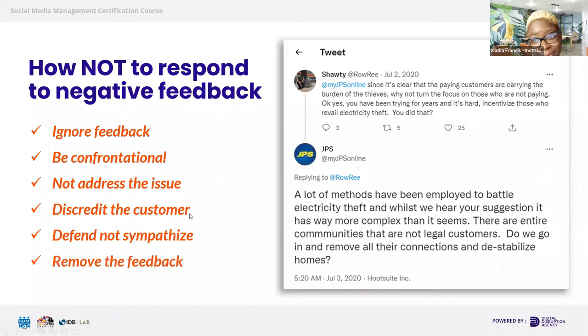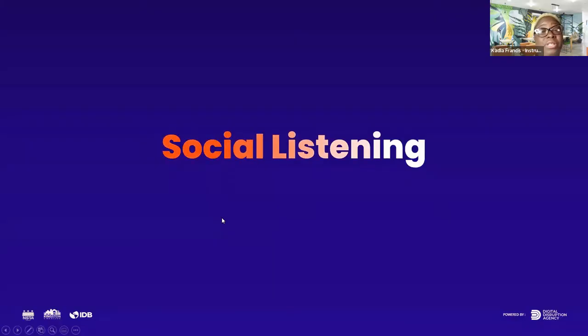Remove the feedback. So after this whole backlash happened, JPS removed several of their tweets, and that in and of itself became a problem. So do not be a JPS. Be a KFC, or better. When the bar is so low, guys, when the bar is so low, right?